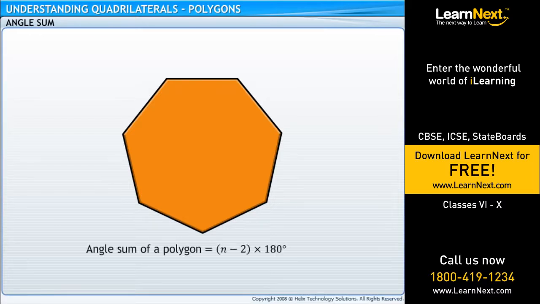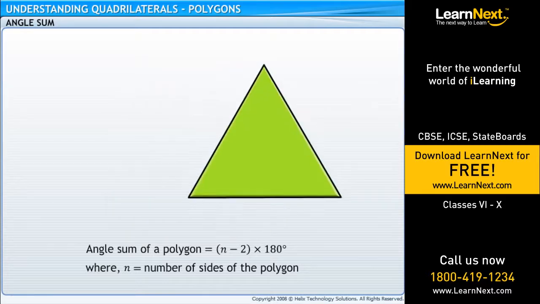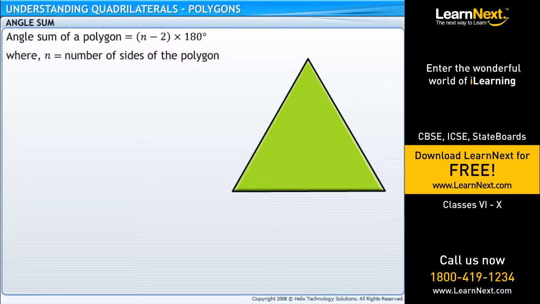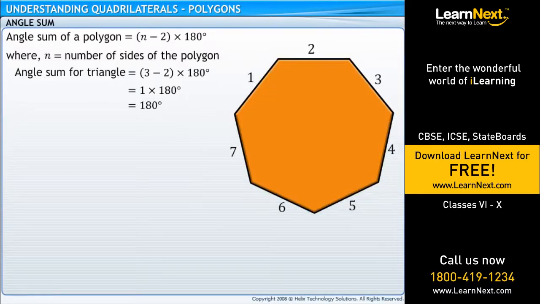The angle sum of a polygon is given by (n minus 2) multiplied by 180 degrees, where n stands for the number of sides of the polygon. Let's verify the formula for the triangle. It consists of 3 sides. Therefore, n is equal to 3. Therefore, the angle sum of a triangle is equal to 180 degrees. If we consider the heptagon, the angle sum is 900 degrees.